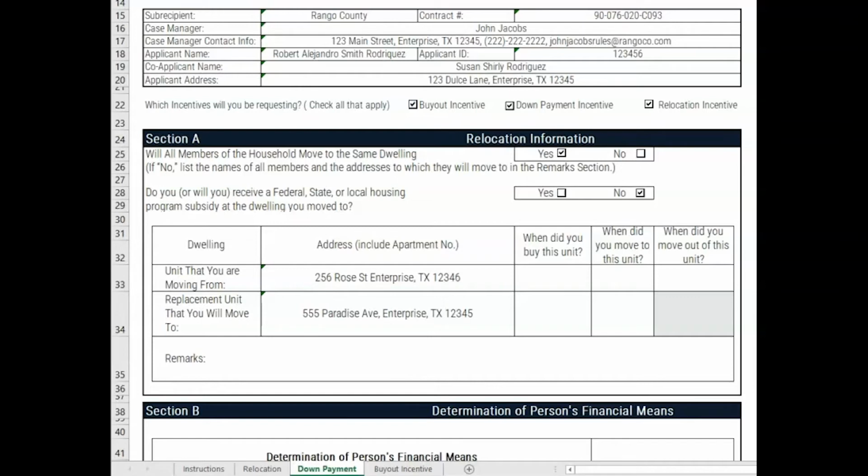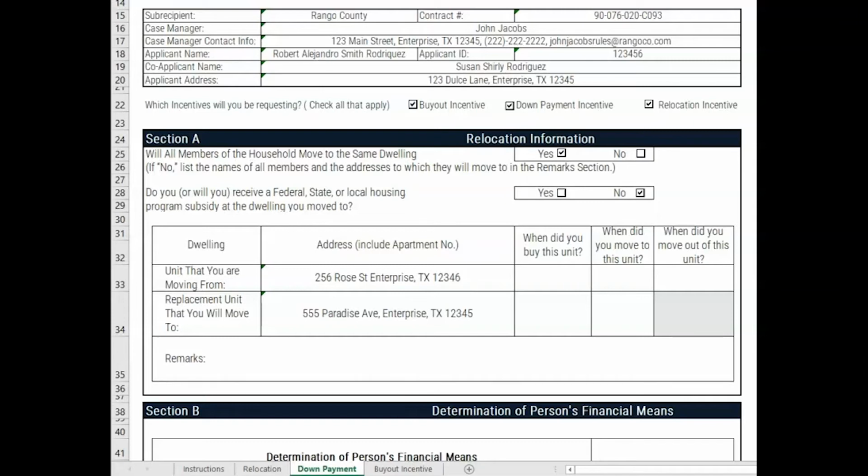In the table, the applicant should first input the address of the unit they are moving from, and in the following row, the unit they are moving to. Note, if this information has already been input into the Relocation tab, these addresses will auto-populate based on the information input in the Relocation tab.